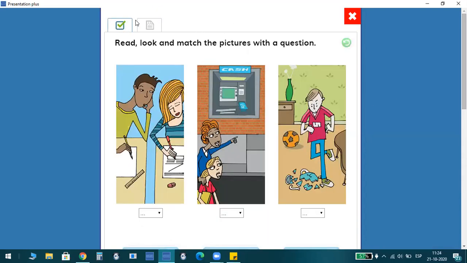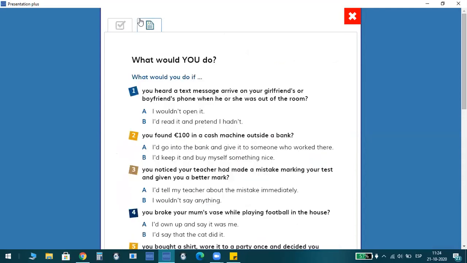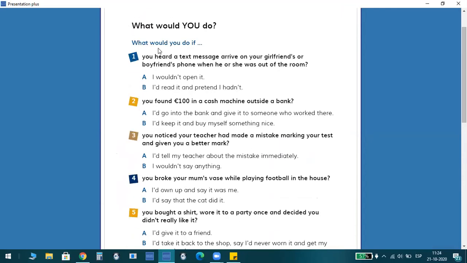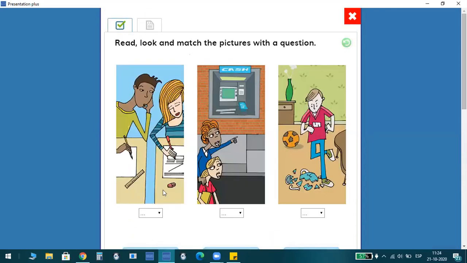Let's match them on the pictures. Which of these questions or situations goes with the picture number one?